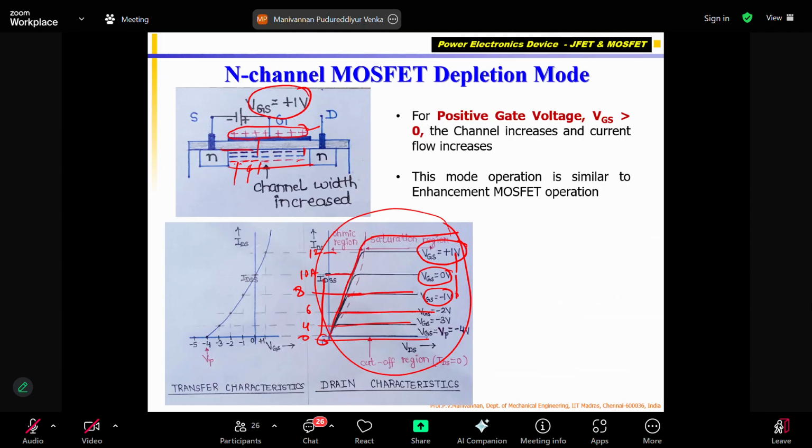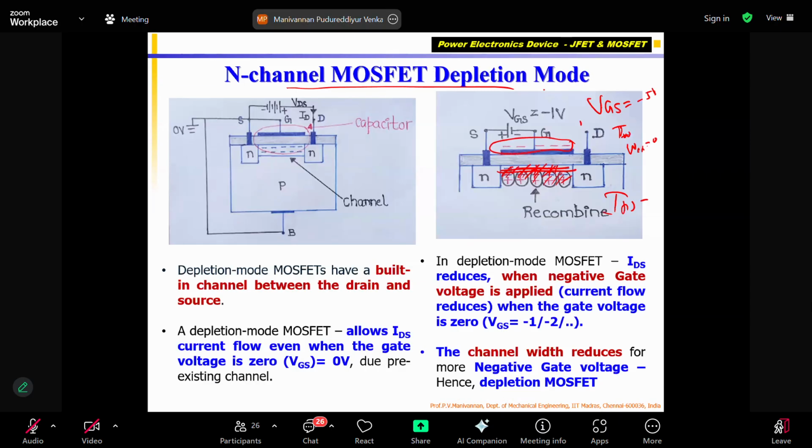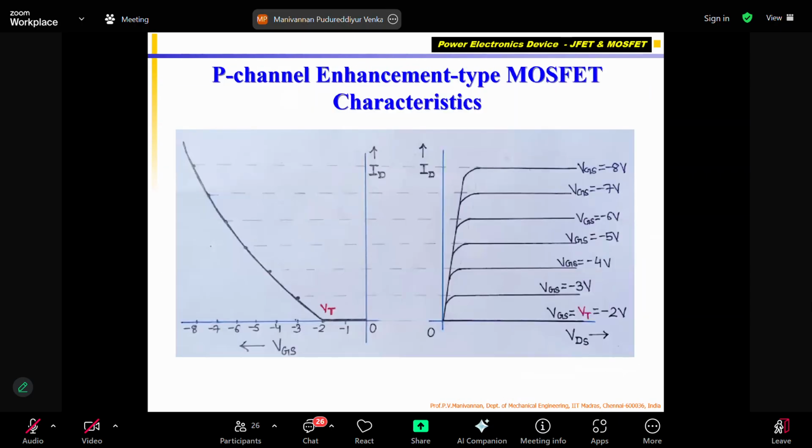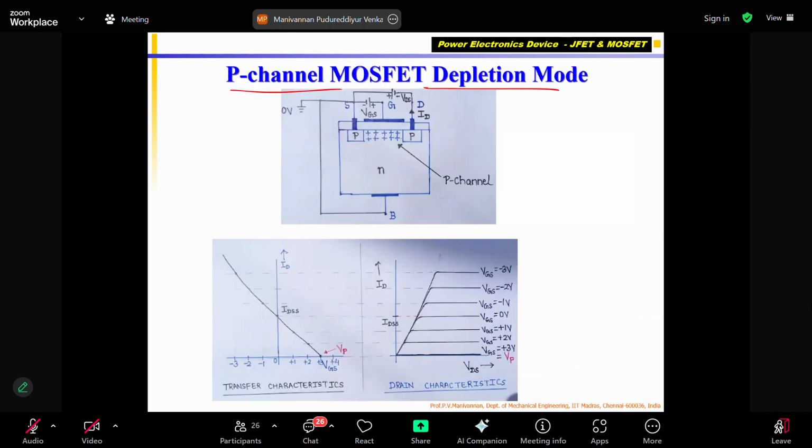But the only drawback is, in pure enhancement MOSFET, for VGS equals 0, the ID will be 0. Here it is not, the load current cannot be made 0. Okay. So again, just 2 more slides. I want to complete this. P-channel MOSFET in depletion. We saw N-channel MOSFET, correct? Depletion mode, enhancement mode, all those things we saw. Lastly, we are seeing P-channel in depletion mode.